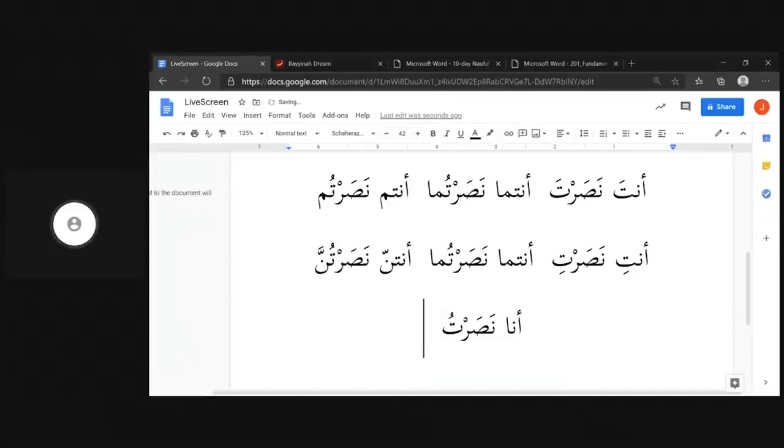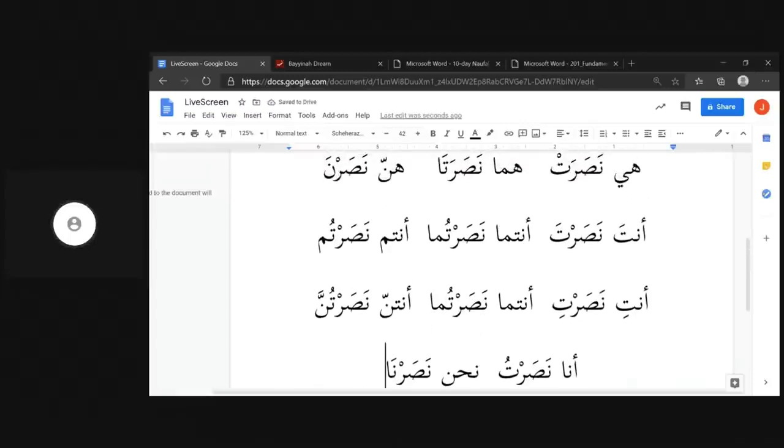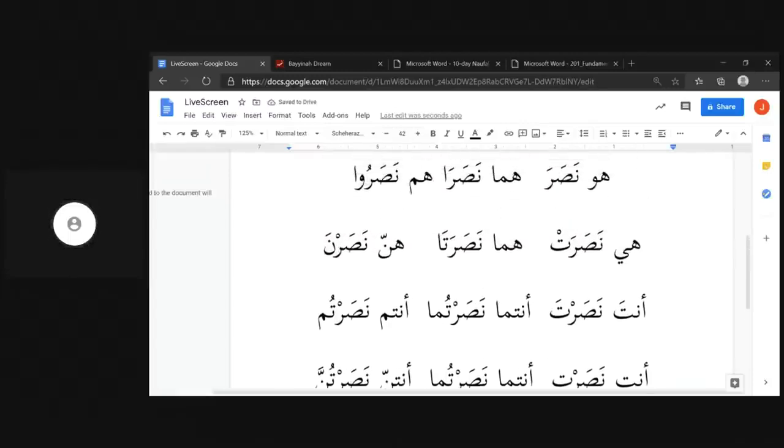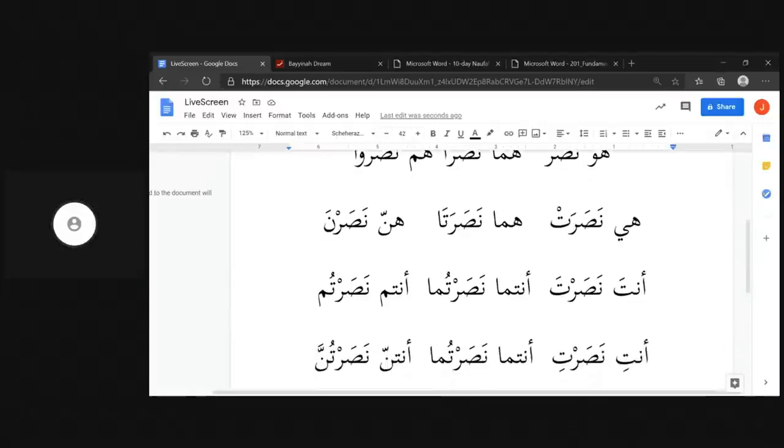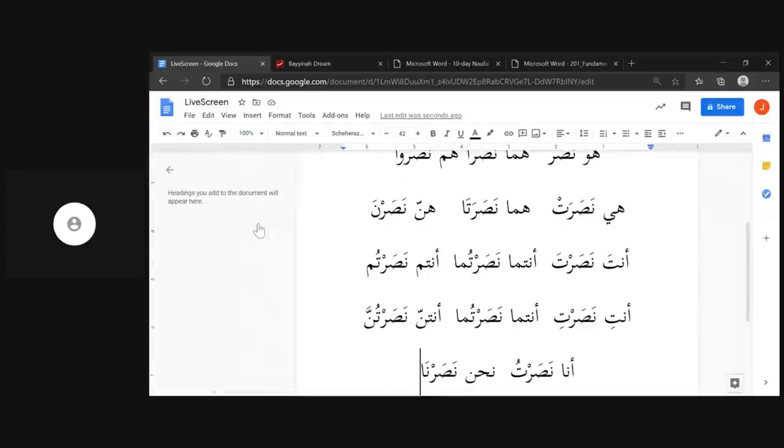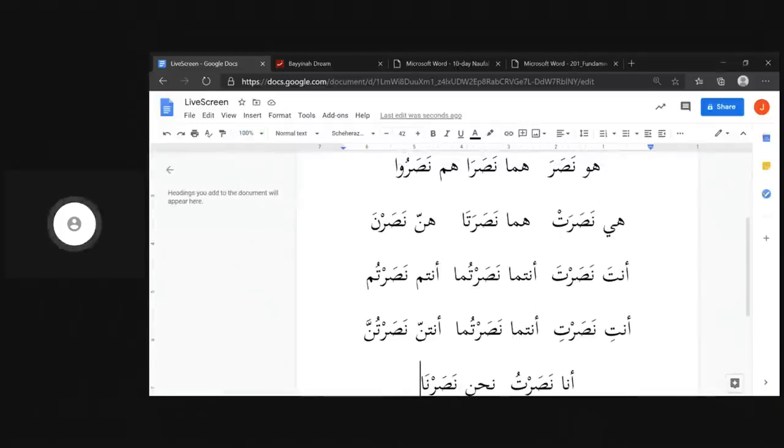أنا نصرت and نحن نصرنا. So this is the past tense chart. Make sure you know all of these words very well. Make sure you're fluent in reading these. You need to be able to plug in any three letters into this or any past tense into this and conjugate it all the way throughout.